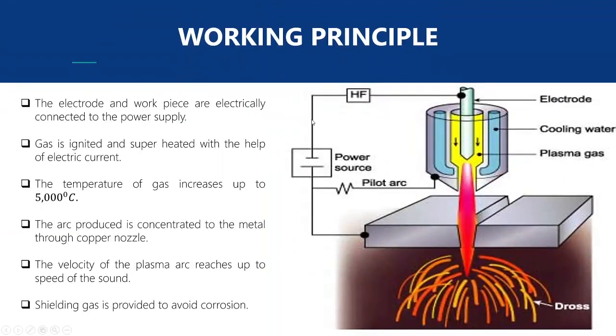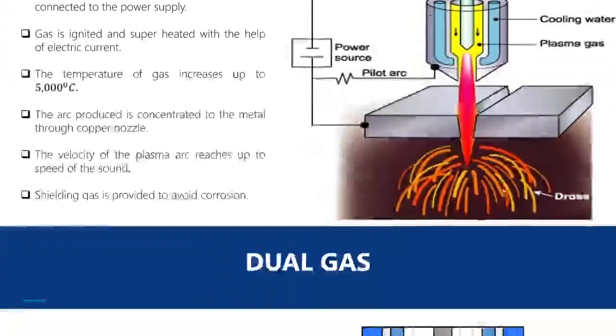The working principle is very simple. The electrode and the workpiece are electrically connected with the power source. The gas is initially ignited and superheated with the help of electric current. Once the plasma arc is generated, it is concentrated and a shielding gas is provided around it. The plasma arc is passed through the metal and it cuts the metal.